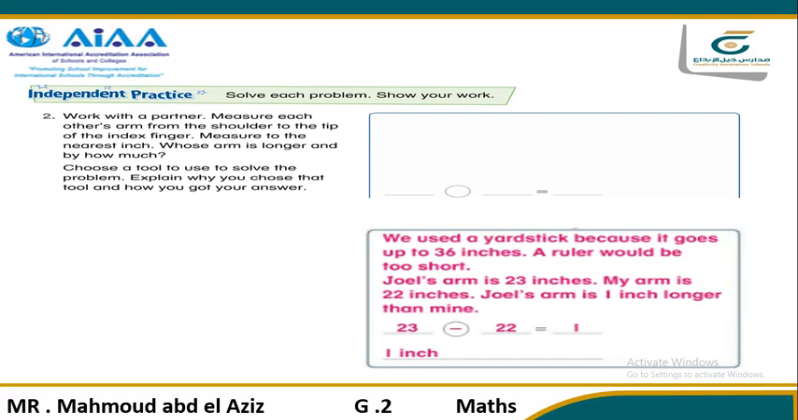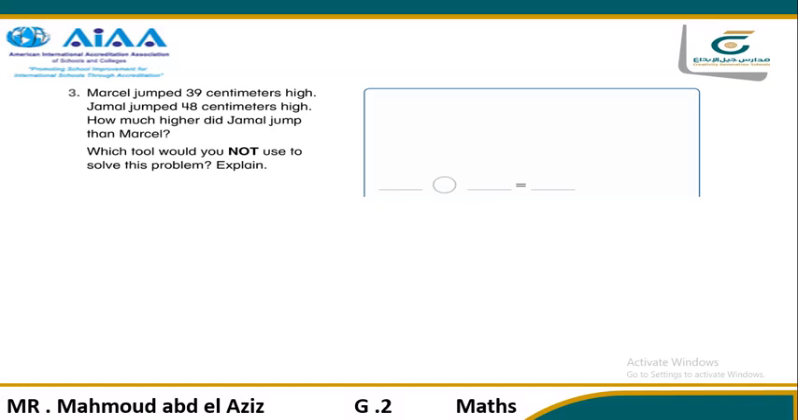So the first arm is 23 inches, and the other arm equals 22 inches. And this answer is a simple answer. So we want to subtract them from each other. 23 minus 22 equals 1. So it's 1 inch longer than the other one. Another question here.